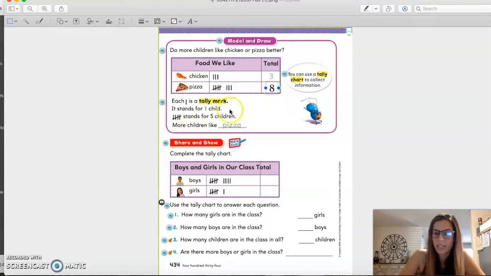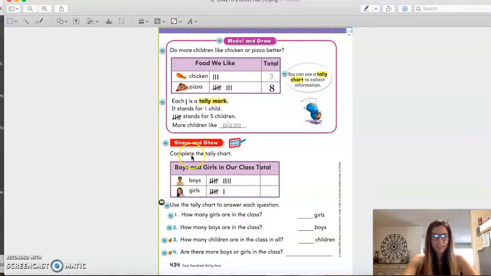More children like pizza. And if you look at our chart, it's super easy for us to quickly see. This one has a lot more tally marks. So pizza, can you trace that in your neatest, nicest writing? All right. So again, another way we can collect information.